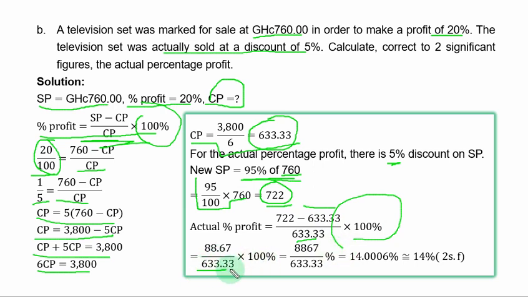If you subtract, you get this. If you multiply the numerator, you have this result over denominator. If you divide, you have 14.0006%. So to 2SF, you have 14% as the actual percentage profit.